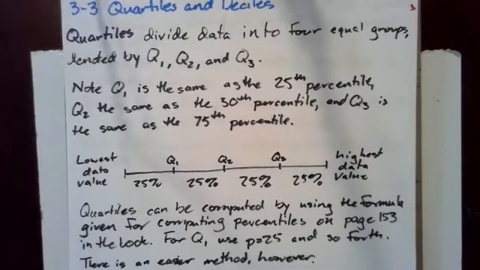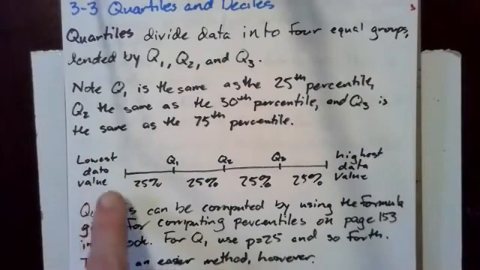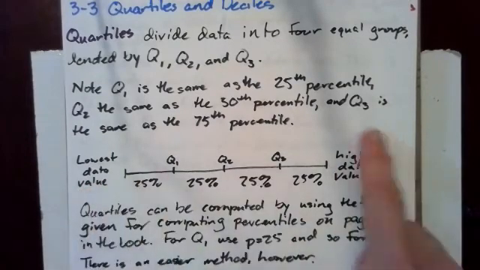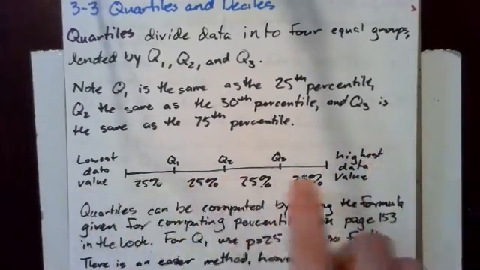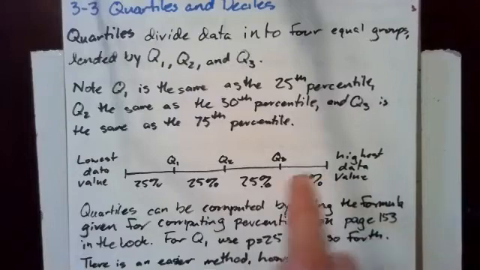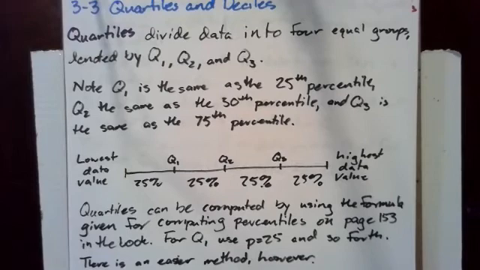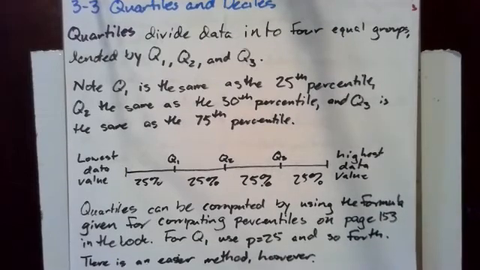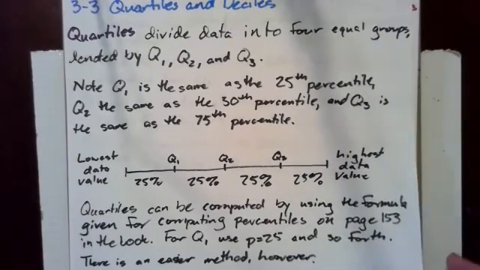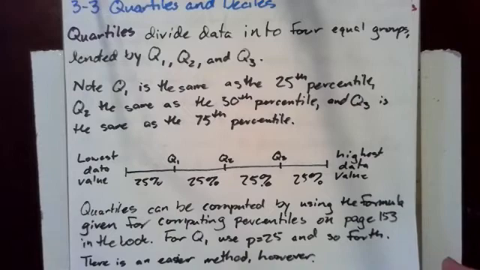And here we see how that's divided up. We have our lowest data value, our highest data value, and this is divided into 4 sets of 25%, divided up by Q1, Q2, and Q3. Quartiles can be computed by using the formula given for computing percentiles on page 153 in the book. For Q1, use P equals 25 and so forth. However, there's an easier method.